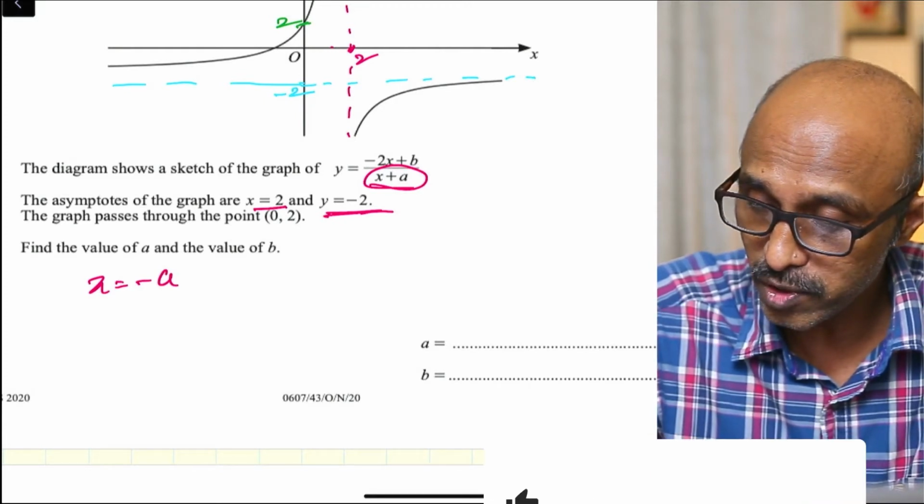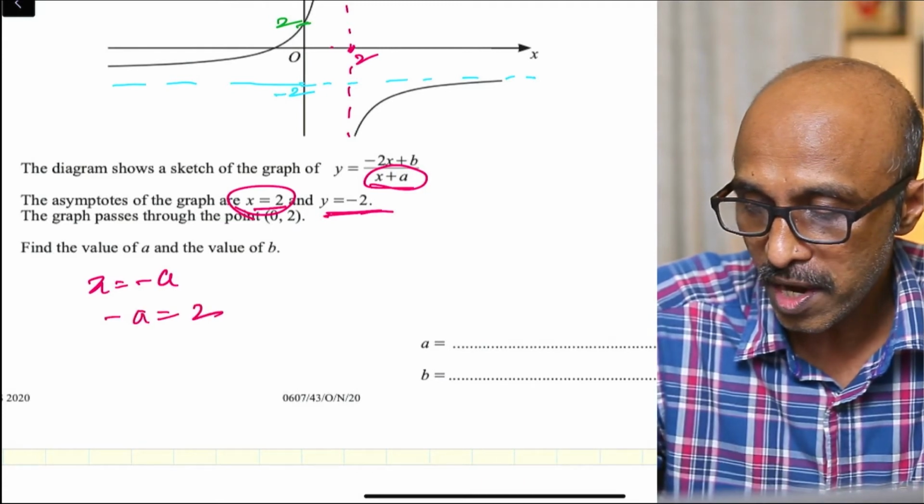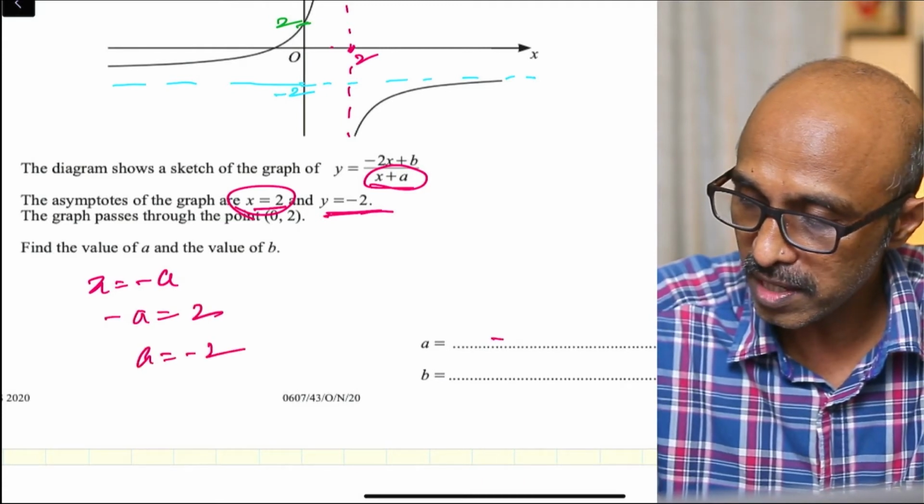And if they're saying that x equals 2 is the asymptote, which means negative a is equal to 2, or a is equal to negative 2. So that should be a equals negative 2.